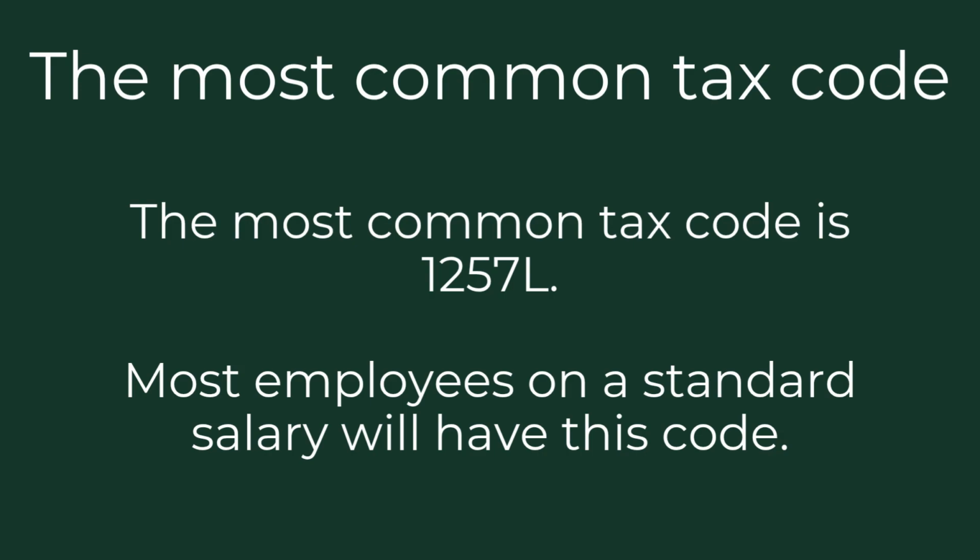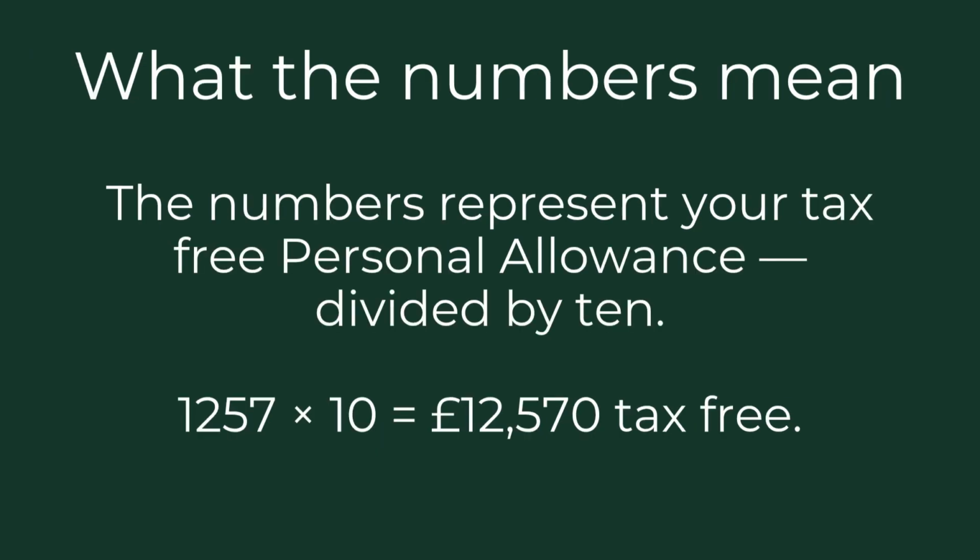Most employees on a standard salary with one job and no unusual circumstances will have this code. The numbers and the letter each mean something specific, and together they tell your employer exactly how to calculate your tax. The numbers in your tax code represent your tax-free personal allowance divided by 10. So 1257 multiplied by 10 equals £12,570, your full personal allowance for the year. This tells your employer that you can earn £12,570 before any income tax is deducted.